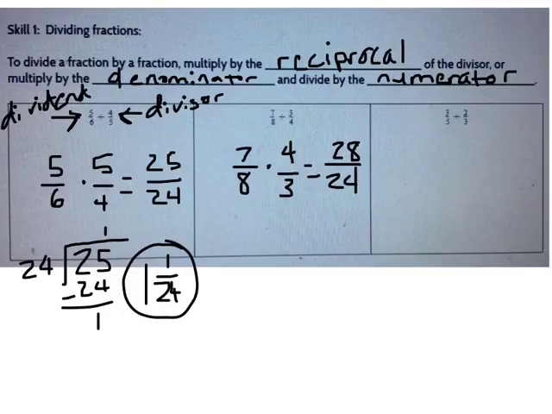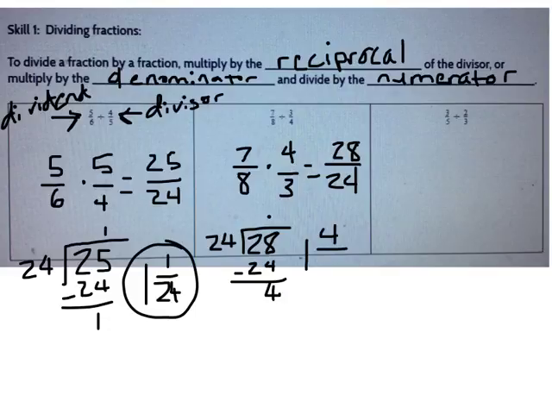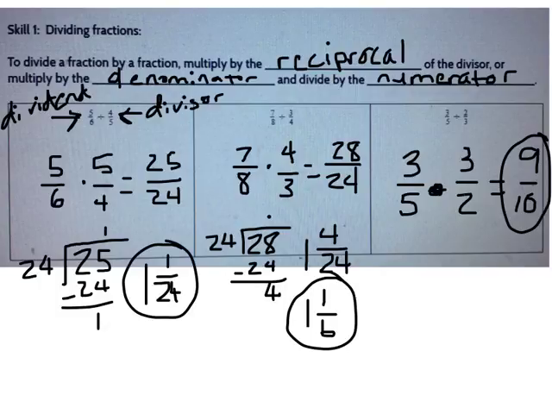Do that now. When I change 28/24 into a mixed number, 24 goes into 28 one time with 4 left over. So the answer is 1 and 4/24. I could simplify that to 1 and 1/6. Now try another. What's 3/5 divided by 2/3? Answer that question now. The correct answer is 9/10. 3/5 divided by 2/3 is the same as 3/5 times 3/2, or 9/10.